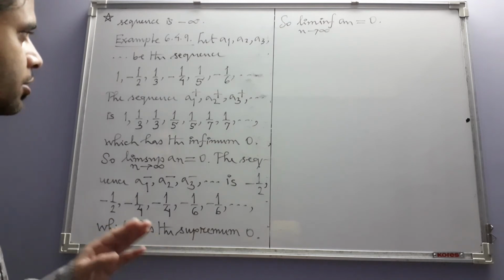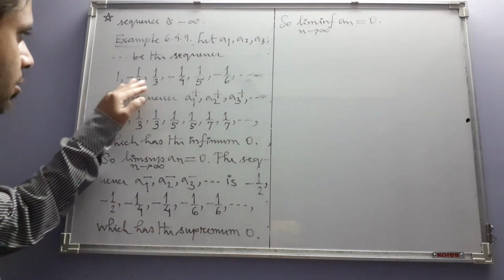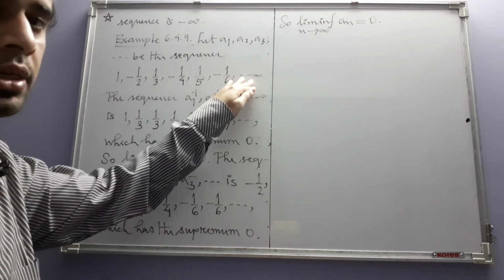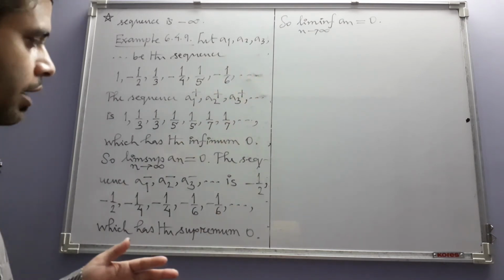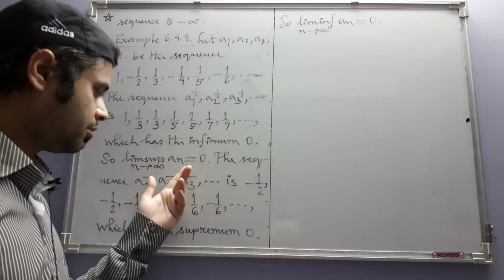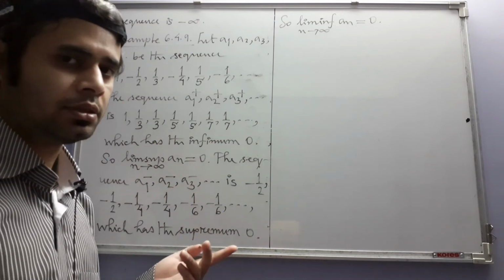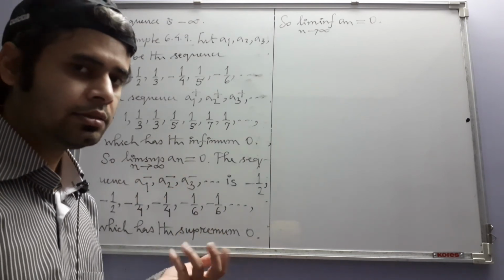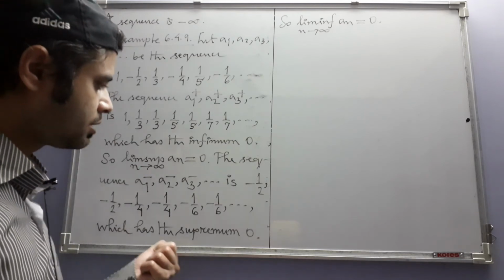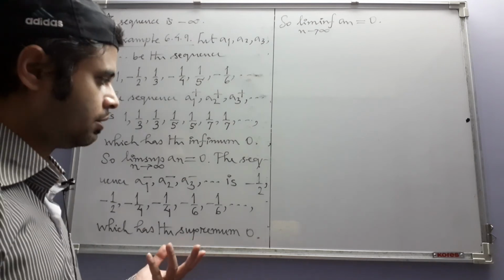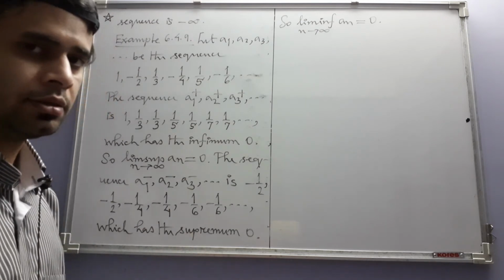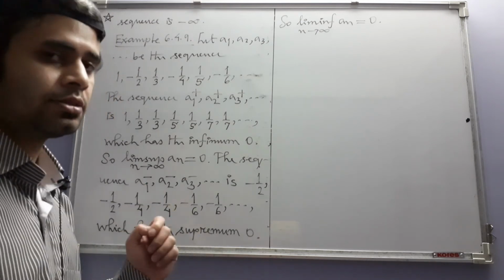You can notice one thing, that the original sequence is actually a convergent sequence with limit 0, and we see that both the limit superior and limit inferior turn out to be equal to the limit. This in general is true. If your sequence is convergent, then the limit superior and limit inferior will be equal to the limit. And actually the converse is also true.